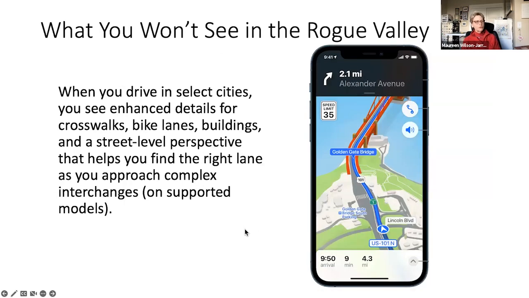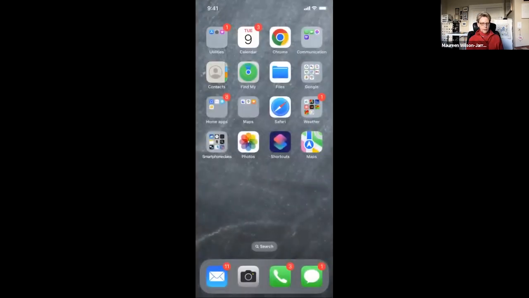Okay, so this is a screen that you're not going to see in the Rogue Valley because we're not that big and famous. But in select cities, you can see enhanced details for crosswalks and bike lanes, buildings, and street level perspectives that could help you find the right lane to get into at complex interchanges. And this was a picture right out of the user guide, so I can't bring anything like that up on my phone, unfortunately. Get rid of that, go to maps.